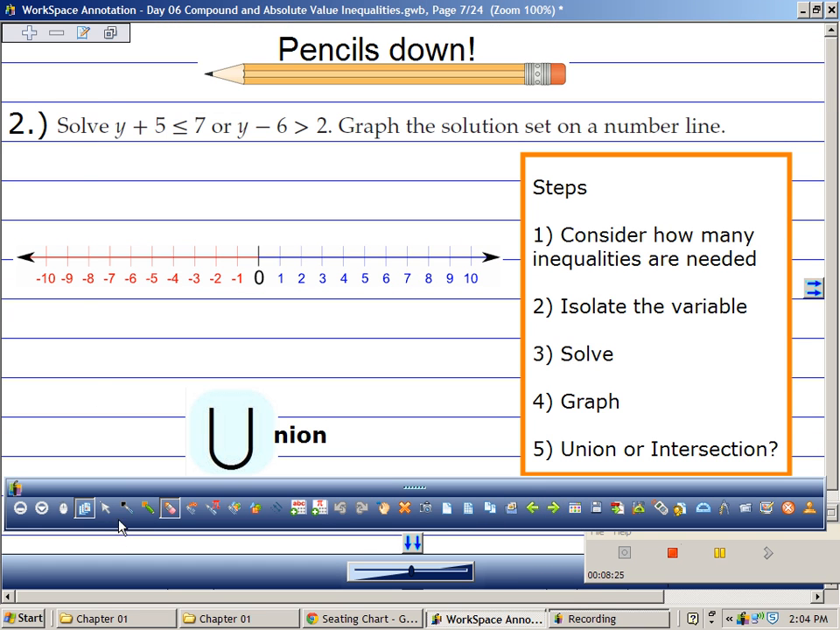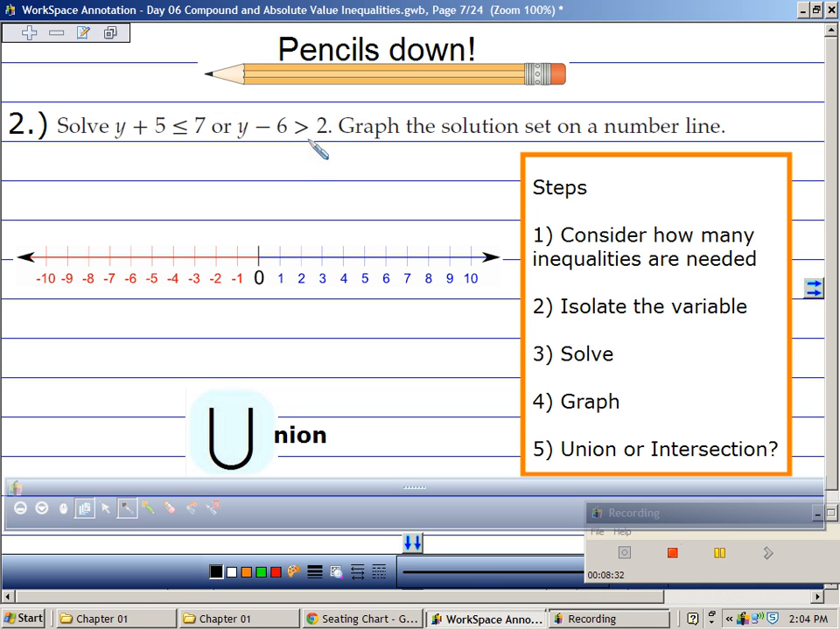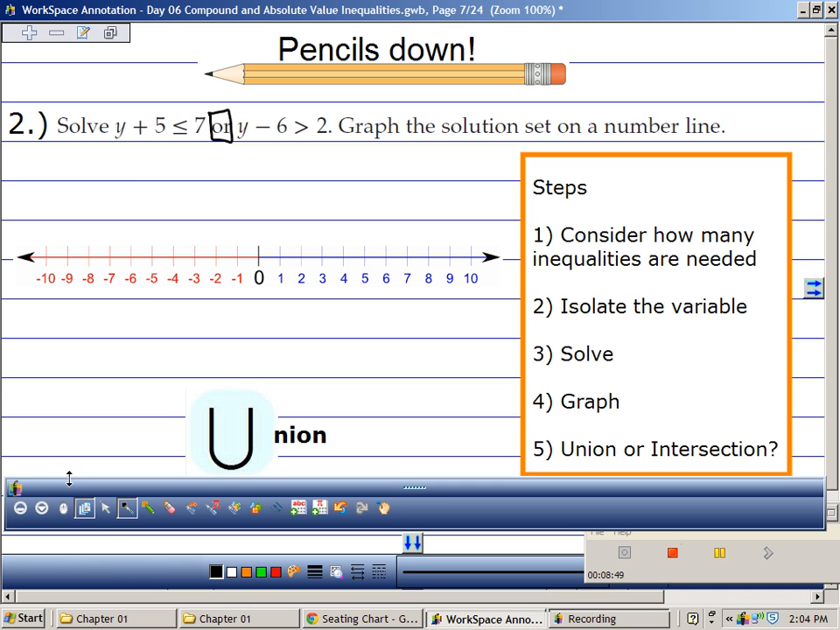Alright, let's look at this one. I have y plus 5 is less than or equal to 7, or y minus 6 is greater than 2. Okay, so more than likely, this is going to be arrows going opposite directions, but sometimes that doesn't always happen. You have to really pay attention to that. Alright, so let's solve this one.